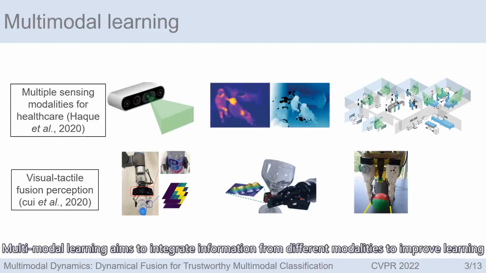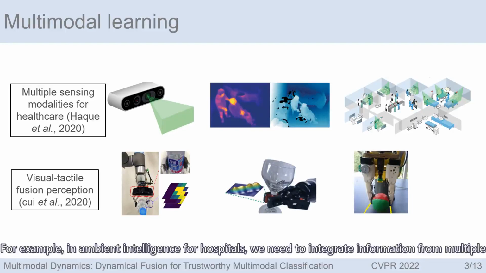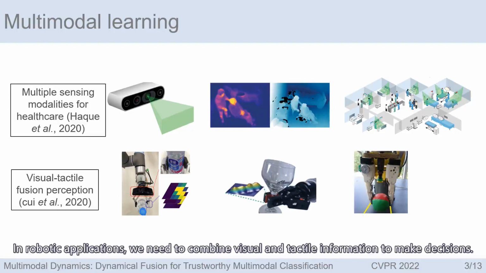Multimodal learning aims to integrate information from different modalities to improve learning performance. For example, in ambient intelligence for hospitals, we need to integrate information from multiple sensors, including cameras, depth sensors, and other potential sensors. In robotic applications, we need to combine visual and tactile information to make decisions.